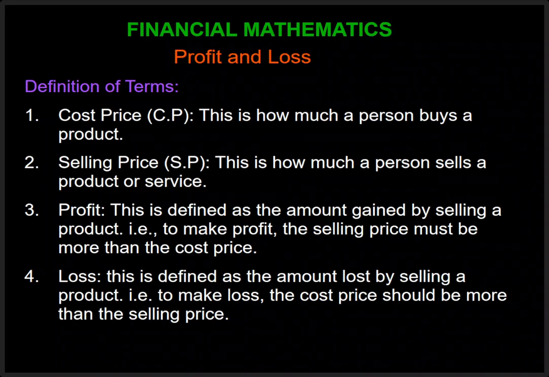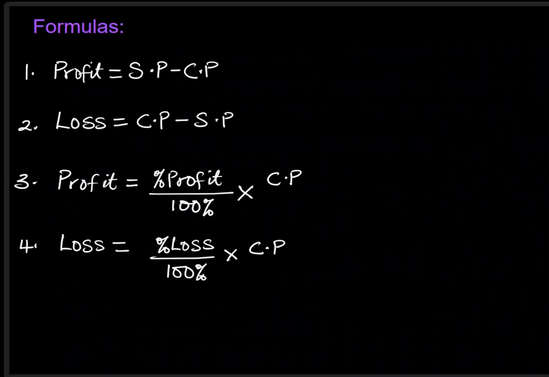So for this class, we'll just take the definitions and then formulas, and then we'll do our solving in the next class. Right, so for profit, we have selling price minus cost price. Then for loss, we have cost price minus selling price. Remember, in profit, selling price is bigger than the cost price, and in loss, cost price is bigger than the selling price. What that means is that for you to make profit, the money you used to sell must be bigger than the money you used to buy. And if you are making loss, the money you used to buy must be bigger than the money you used to sell.